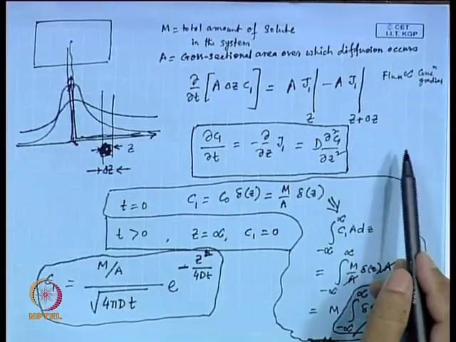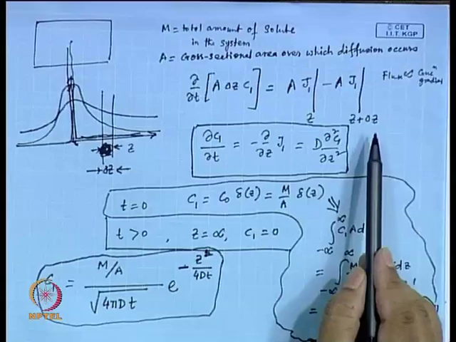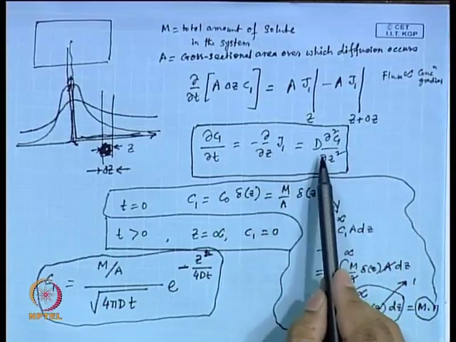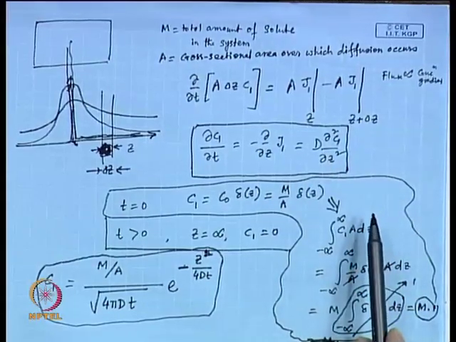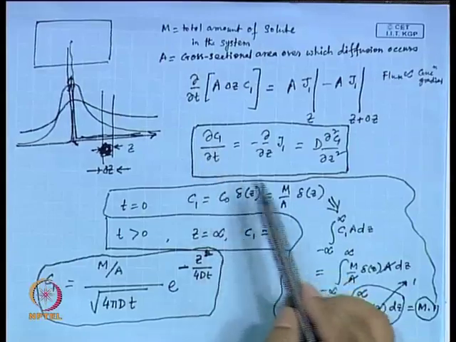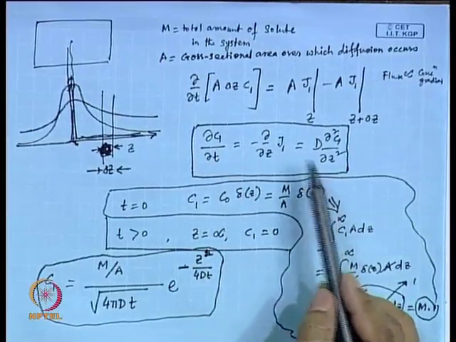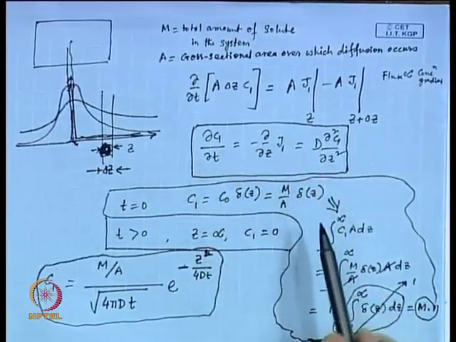So, now you can understand how I am writing del J1 by del z as D del square C1 by del z square. If you have any doubt, you can always meet me after the class.